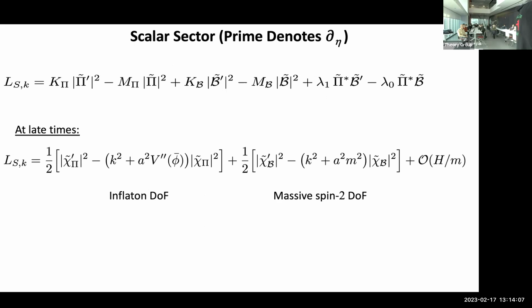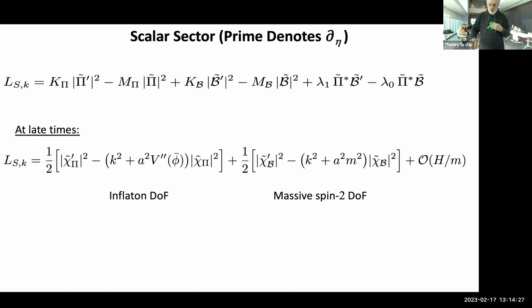So at initial time and at late times, the mixing goes away and you get the usual decoupling, but in the intermediate time, things are coupled and the integration is complicated.